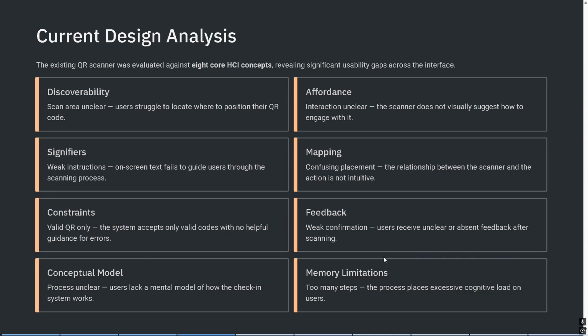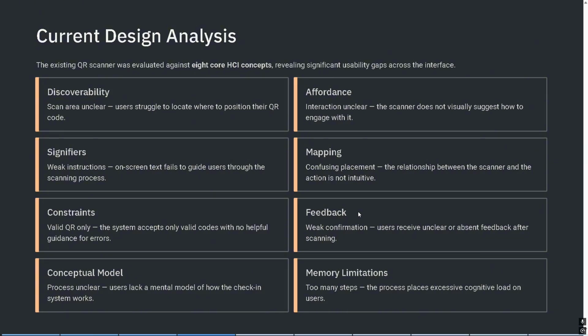We have the interaction that's unclear. The scanner does not visually suggest how to engage with something. This is a huge design flaw. You should be able to actually get an idea of how something works by just having a look at it. So this is actually a huge affordance issue. Then we have the confusing placement. I don't think this needs explaining. This is just a normal mapping issue. Then the most obvious and the biggest one, the feedback. There's no confirmation whether you get accepted or not. So this is the most common, and if this was fixed, every one of the other issues would be fixed.